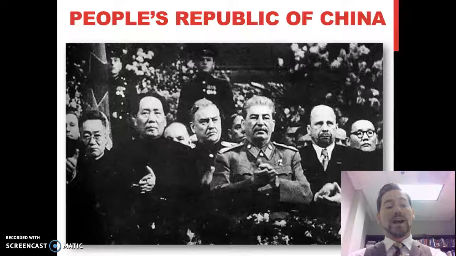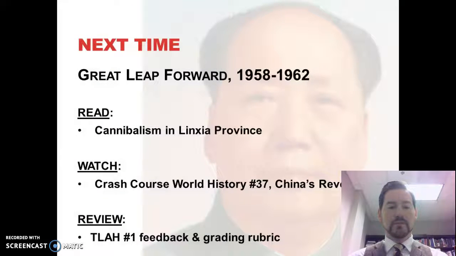And that's what we're going to look at next time. So next time, the Great Leap Forward, which is Mao's plan to industrialize China very quickly. We're going to read about that. The document is very different than most of the primary sources because it's a police record. And so take a look at that. If you haven't looked at the crash course video, look at that too. And then also be looking online on Canvas for feedback related to the first big team assignment.